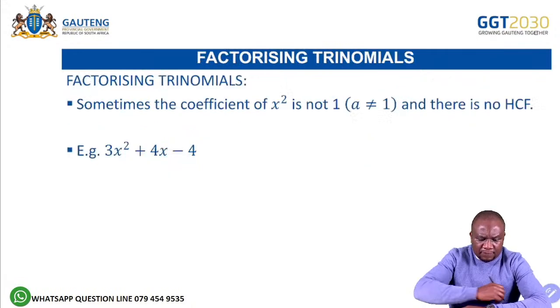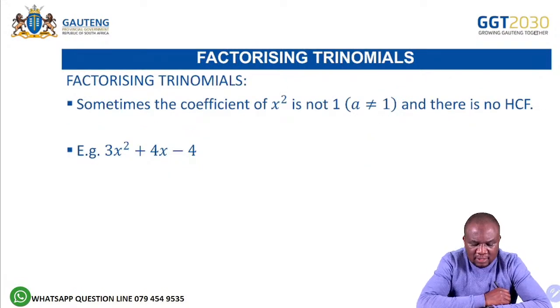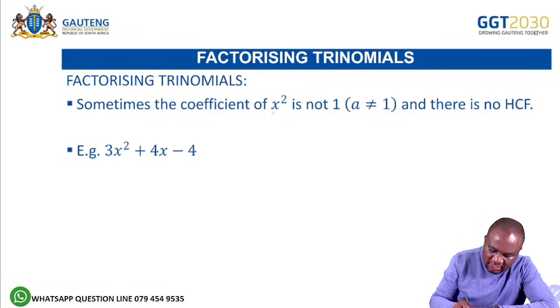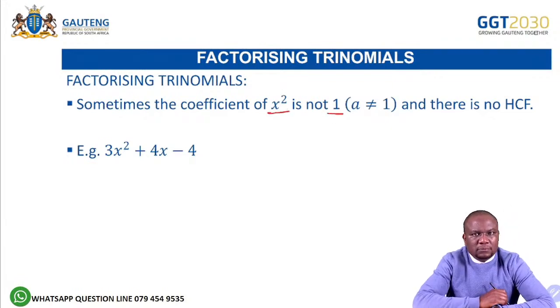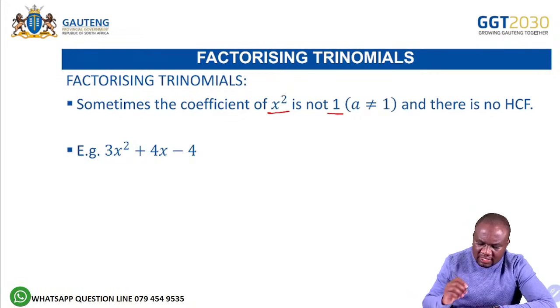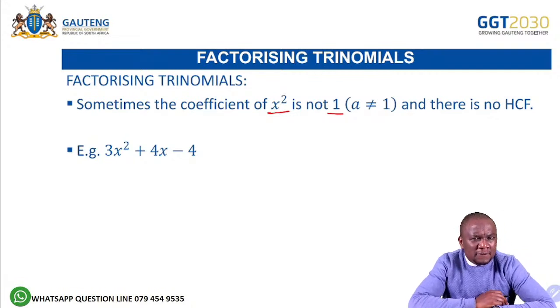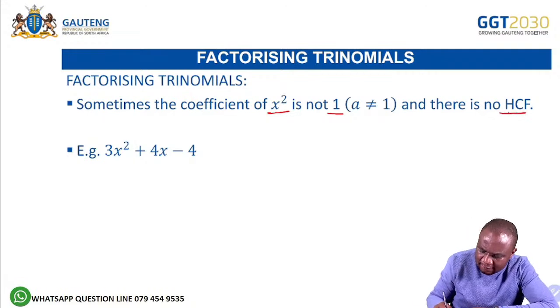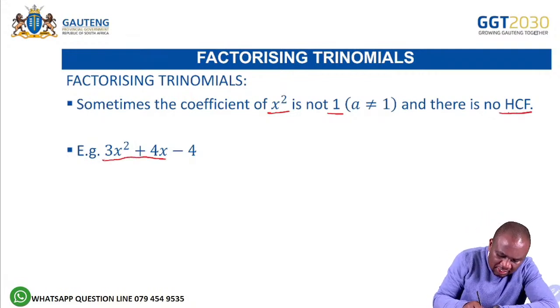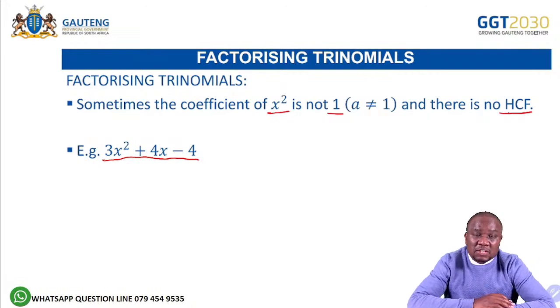Okay, right. Now, sometimes the coefficient of x squared is not 1. The example that we did here in the baseline activity, the coefficient of x squared was 1. But sometimes the coefficient of x squared is not 1. And we don't have the highest common factor. Like this expression here. If you check, the coefficient of x squared is 3. And we don't have the highest common factor here between 3x squared and positive 4x and negative 4.